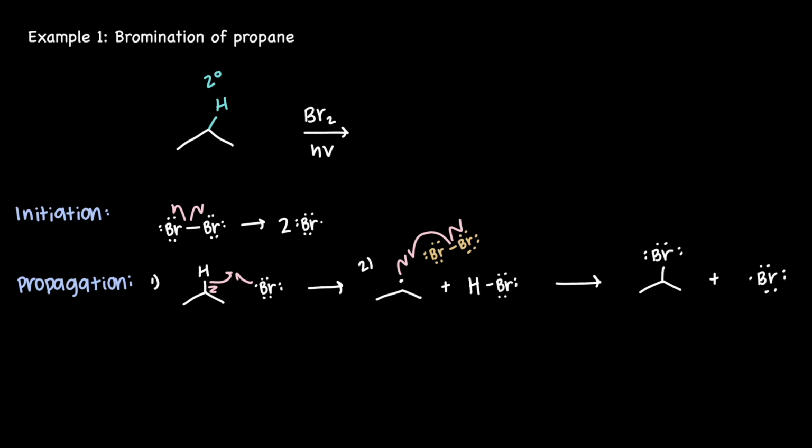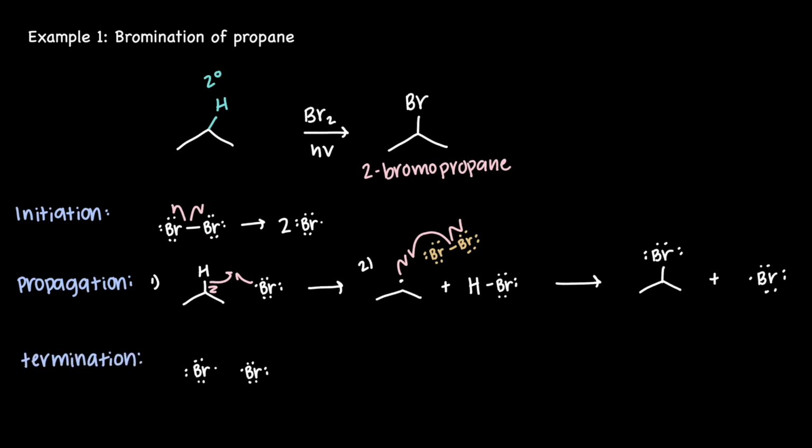Looking at the products, 2-bromopropane is the major product. No stereocenters are produced. Finally, in the termination step, two bromine radicals combine to form a bromine-bromine bond.